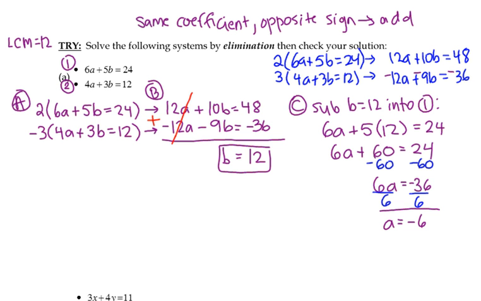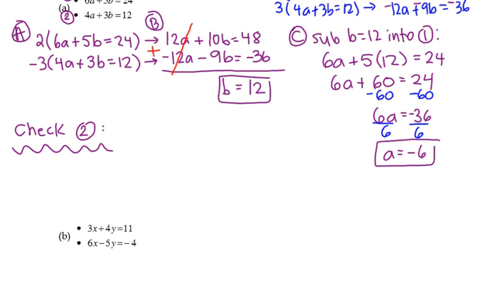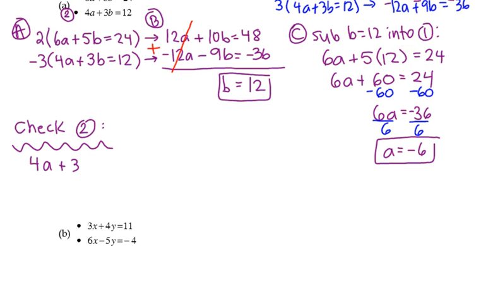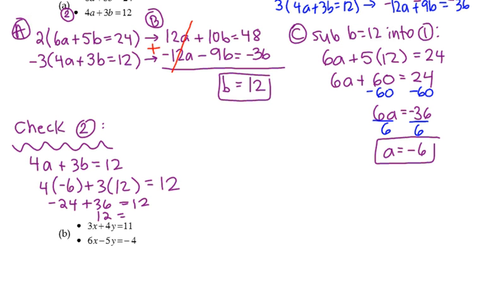So because we subbed into 1, now we check with 2. Yep, because we subbed into 1 here. And our last step. 4a plus 3b has to equal 12. 4 times, what's a? Negative 6 plus 3 times 12 has to equal 12. And we have negative 24 plus 36 equals 12.